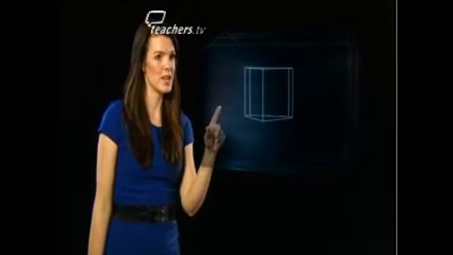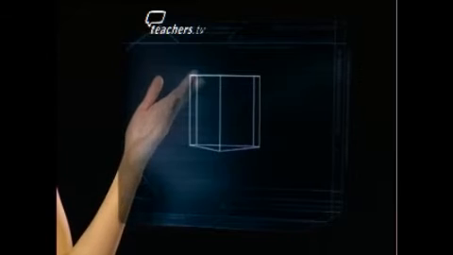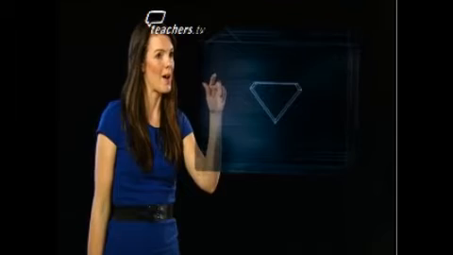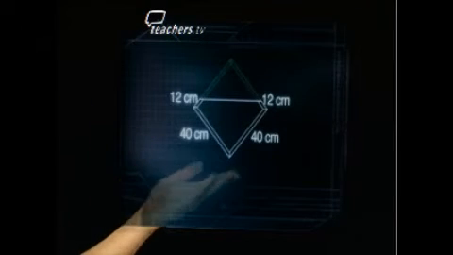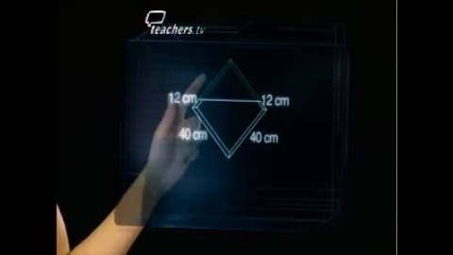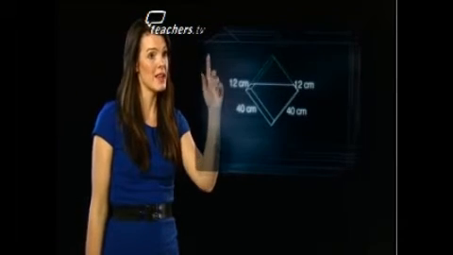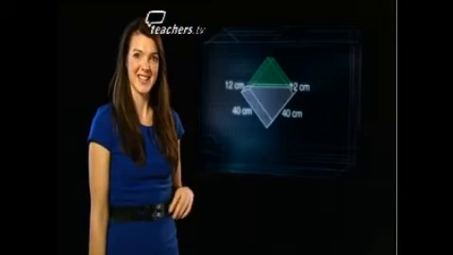On first glance, this volume is quite difficult to work out, as its cross-section is a fairly tricky shape to work out the area of. However, if we take a look from above, then we can see that the cross-section is a 40 by 40 square with a triangle cut out the side of it. So if we work out the area of the square and then take off the area of the triangle, then we'll be left with the area of our cross-section.